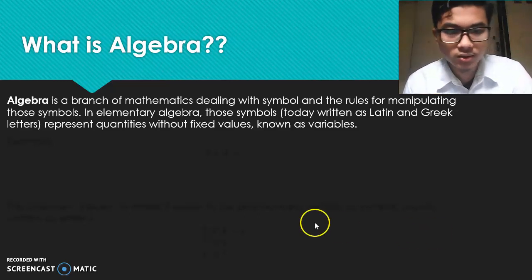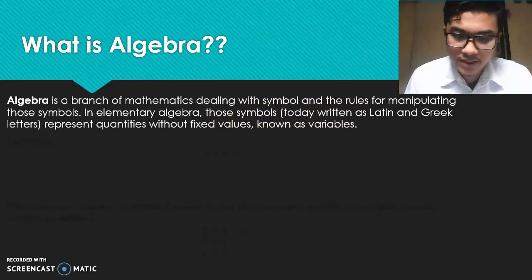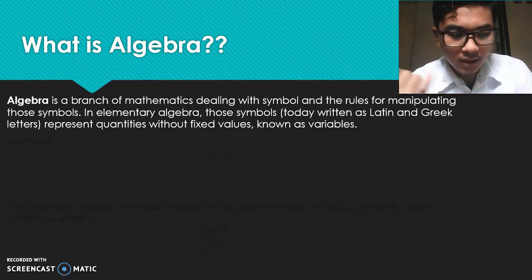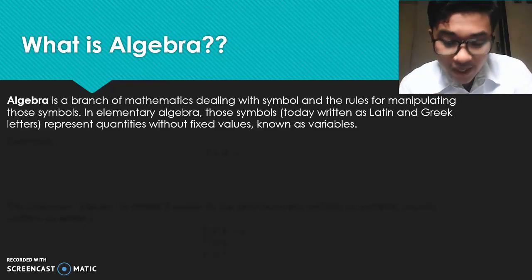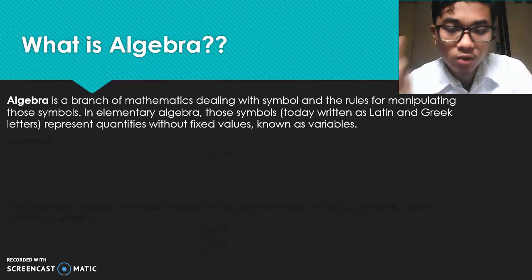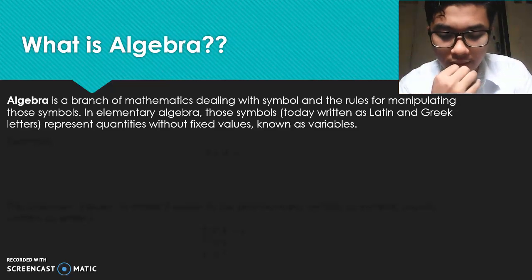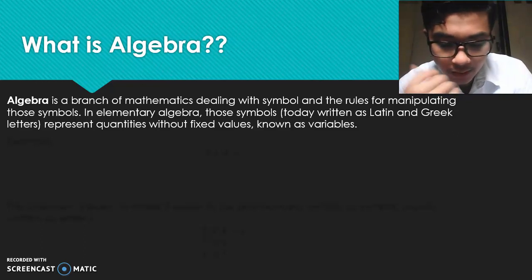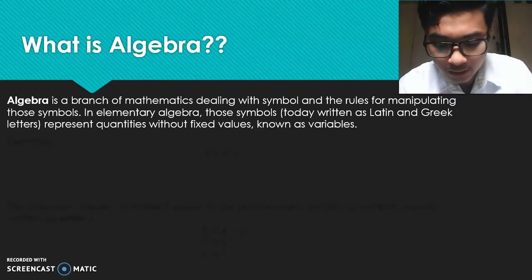In elementary algebra, those symbols are today written as Latin letters like A, B, C, D, E, F, G, H, and etc. until Z, and Greek letters like alpha, beta, gamma, and the others, representing quantities without fixed values. Without fixed values means it can change, and they are known as variables. Variables can change depending on the equation being used. Let's say in one question x is equal to 5, but in another equation x could be equal to 7, depending on the equation.